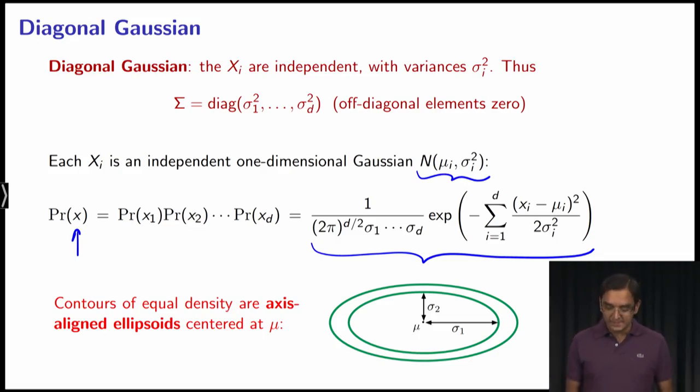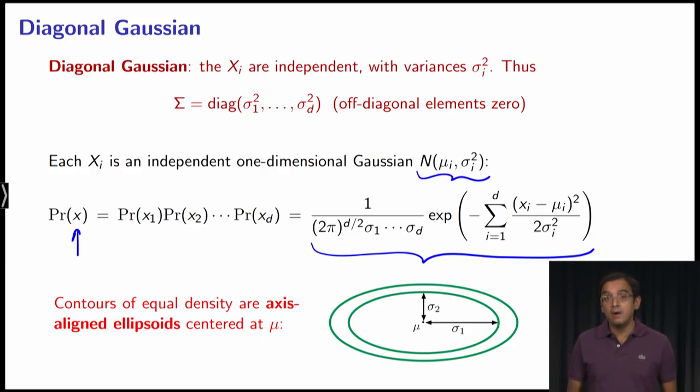Now, as always, the density is highest at the mean and falls off in these ellipsoidal contours. What do the ellipsoids look like in this case? Well, there are no correlations. The covariance matrix is a diagonal matrix. So because there's no correlation, positive or negative, the ellipsoids are not tilted up or down. So the ellipsoids are axis aligned. That is to say, they are parallel to the coordinate directions. They look something like this.